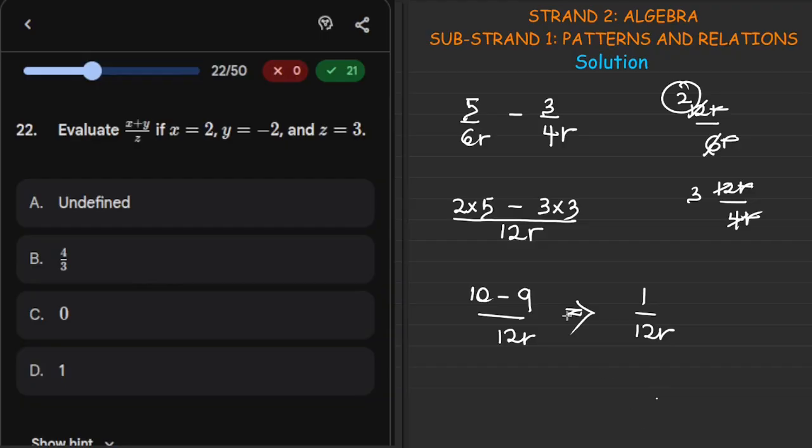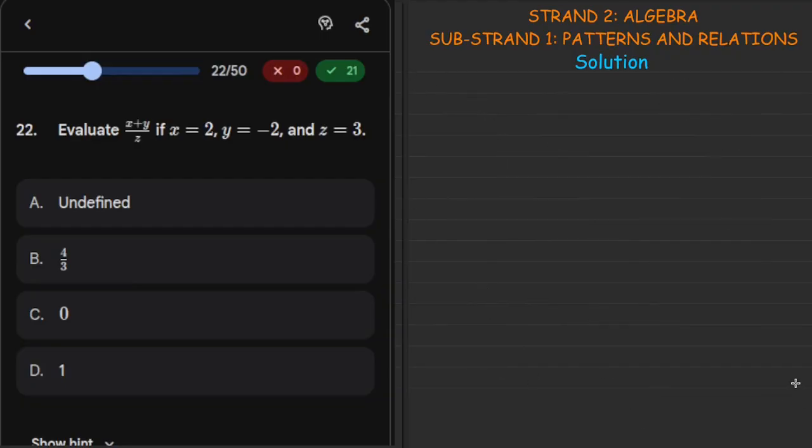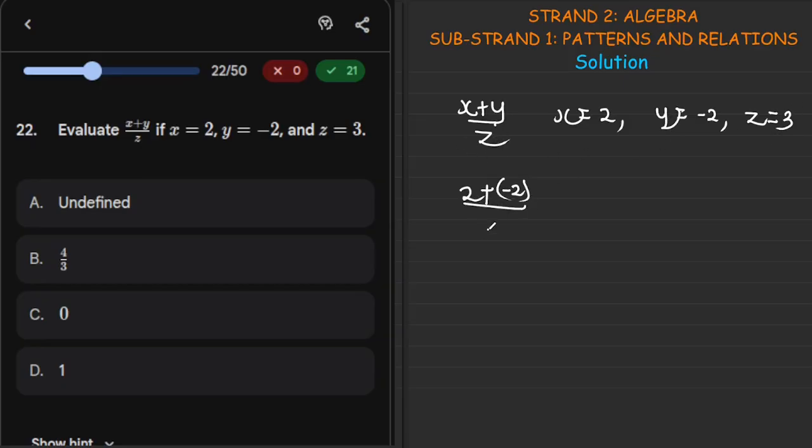Question number 22. Now 22 says, evaluate x plus y all over z if x is 2 and then y is negative 2, and then z on the other hand is 3. So we want to actually substitute. This is a question on substitution. Anywhere we see x, we have to put 2. So we have x, and we put our 2 over there, then plus y. So the y becomes a negative 2 all over z, which is also a 3.